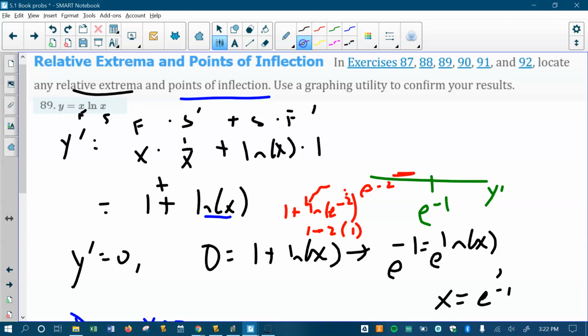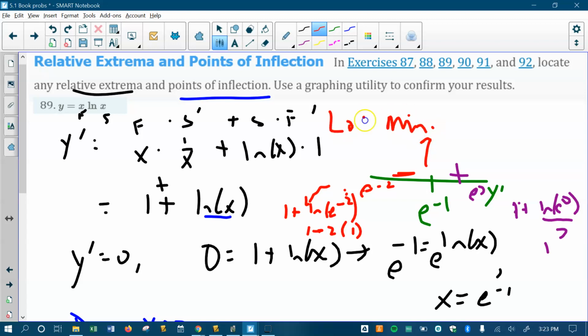You can repeat that process for the right side, like e to the 0. You get 1 plus natural log of e to the 0, which, it doesn't matter how you do it, but this value is 0, which means this value is 1, a positive. Look, y prime changes signs from negative to positive. That means we have a local min at e to the negative 1.